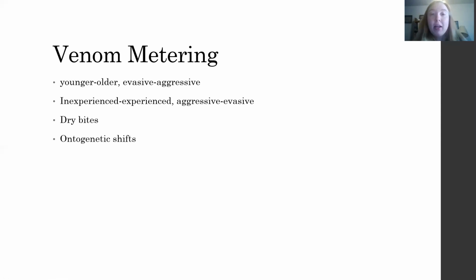So one way that we really see evidence of risk assessment is in venom metering. So we see a couple interesting differences. Younger spiders will rely on more evasive behaviors and older on more aggressive. And we see similar with smaller versus bigger spiders. However, as spiders get more experienced, they rely more on evasive behaviors and less on aggressive behaviors when encountering prey, because if they can use less venom, then that is more beneficial to them.